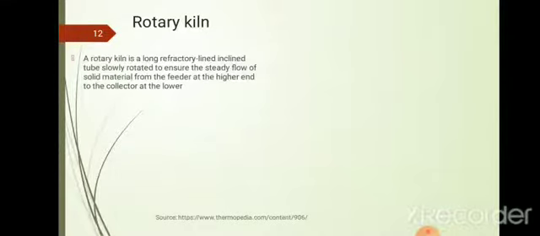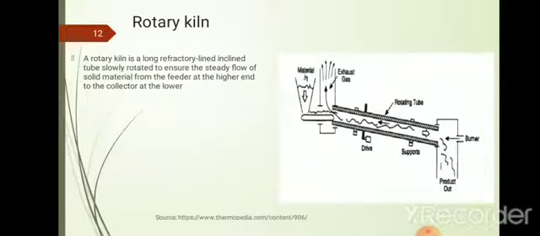Then another important grate firing design is the rotary kiln. You must have heard about rotary kiln. It's mostly used in industry for cement mixing and other different types of industries. So in rotary kiln, a long refractory lined inclined tube, that is the main part of rotary kiln, very long inclined tube with refractory linings, is slowly rotated to ensure the steady flow of solid materials from the feeder to the bottom edge. This is a typical rotary kiln.